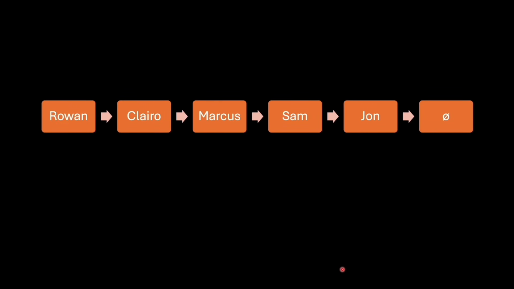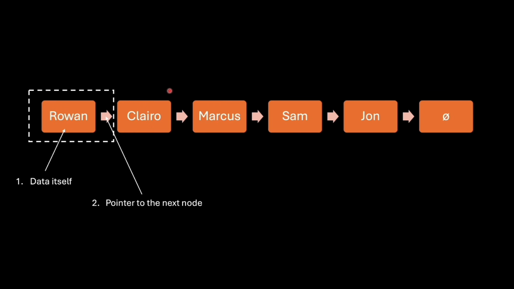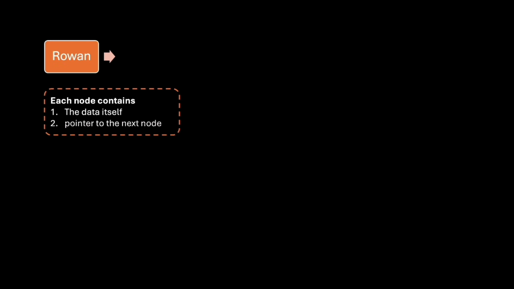A linked list is made up of nodes. So this is a single node in a linked list, and each node contains 2 things: the data itself and a pointer to the next node. So like I said before, each node has the data itself and the pointer to the next node, which means each node has 2 properties, and we will need a way to store both of these properties. To do that, we can declare a record data type.